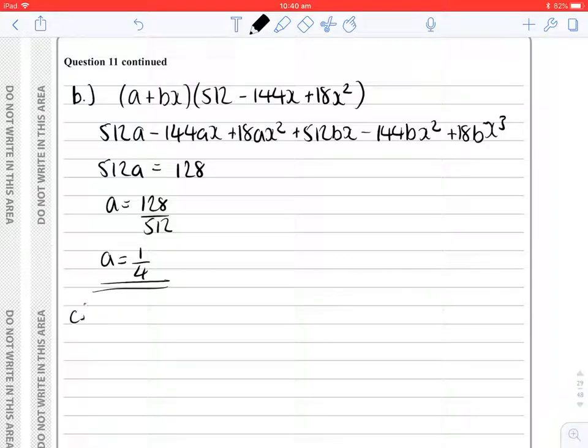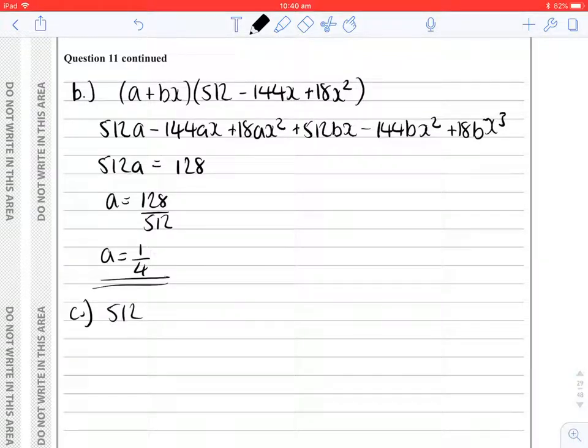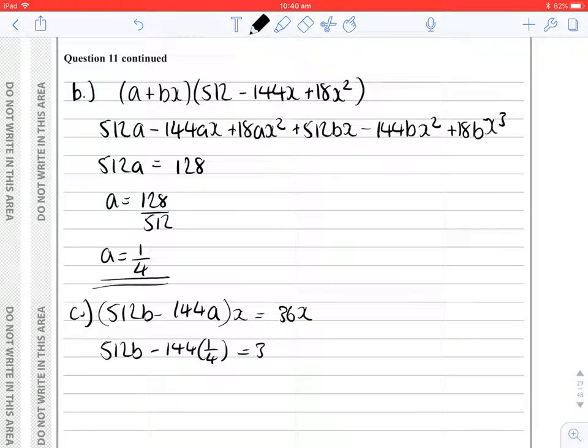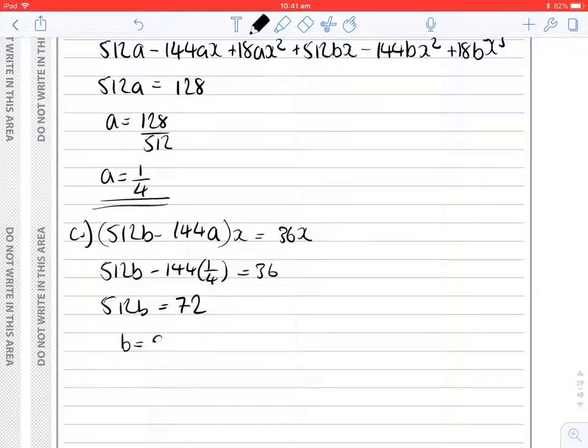And then for C, we want to find the value of b, so we can look at the second term, which has got to be equal to 36x. So what we know is that we've got 512b take away 144a, lots of x, and that must be equal to 36x. So 512b take away 144 lots of a quarter, because we found the value of a in part B, is equal to 36. Which leaves us with 512b is equal to 72, and b is equal to 9 over 64 as our final answer for that.